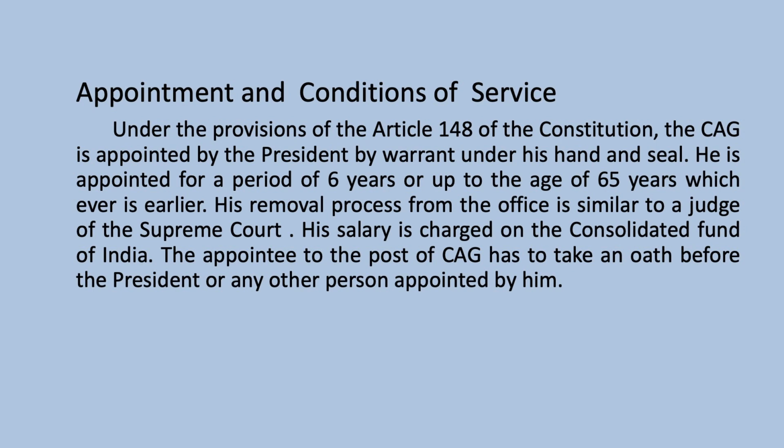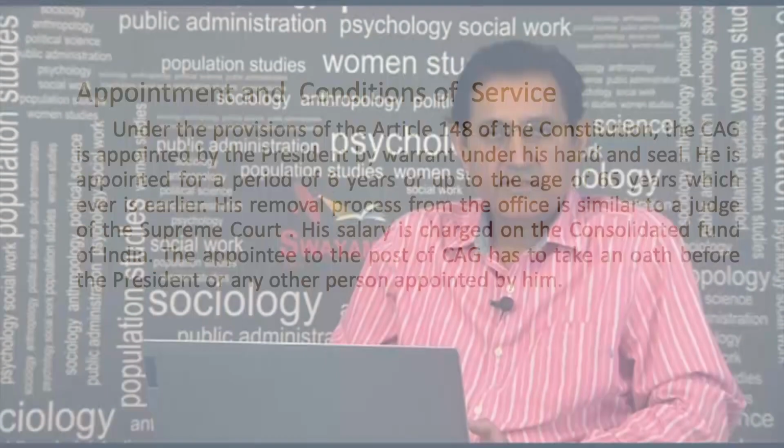The appointee to the post of CAG has to take an oath before the President or any other person appointed by him. Students, if we see the provisions related to his appointment and conditions of service, this officer is appointed by the President for a period of 6 years or up to the age of 65. For example, if a person is appointed to this post at the age of 58, he will serve for 6 years, but if he is appointed at the age of 64, he will work for 1 year on this post, and the CAG has to take the oath before the President.